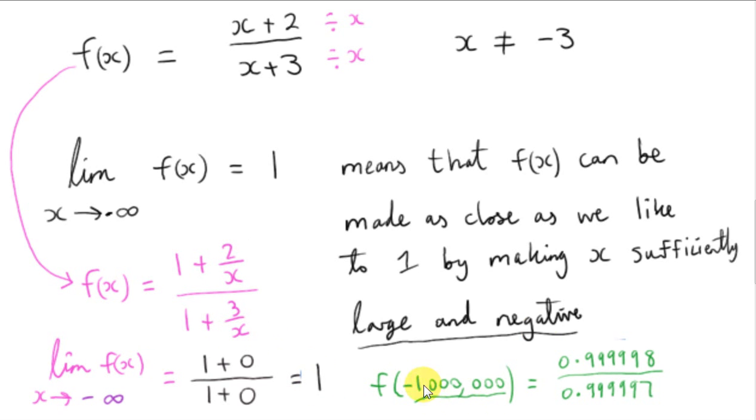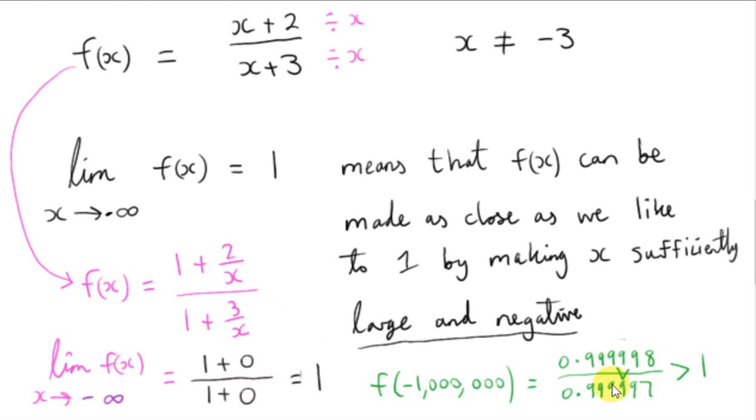Let's take a very large negative value. Let's take minus a million. Well, we plug minus a million in for x to find f of minus a million, so we get 1 plus 2 over minus a million. That's 1 minus 2 millionths, or 1 minus 0.000002, I should say. That's 0.999998. If we plug minus a million in here, we've 1 minus 3 millionths. That's 1 minus 0.000003, or 0.999997. Notice that the numerator on top is greater than the denominator. So that means that this fraction here is greater than 1.